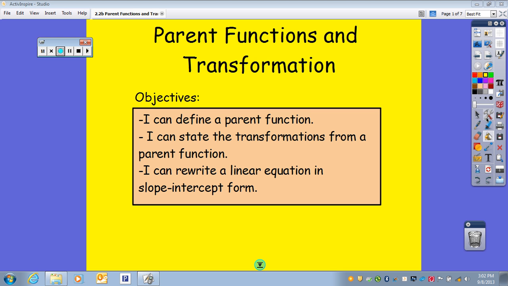In this video, we are discussing parent functions and transformations. Our objective is to define a parent function, to be able to state the transformations that have been made from a parent function, and to rewrite a linear equation in slope-intercept form, which is y equals mx plus b.